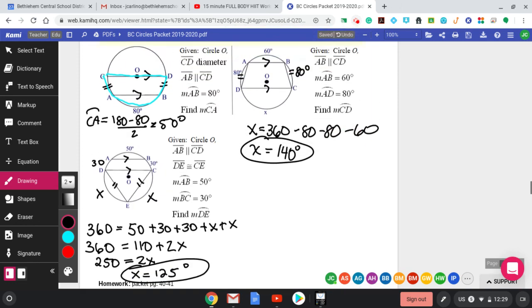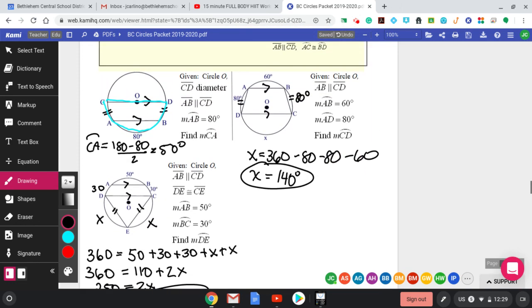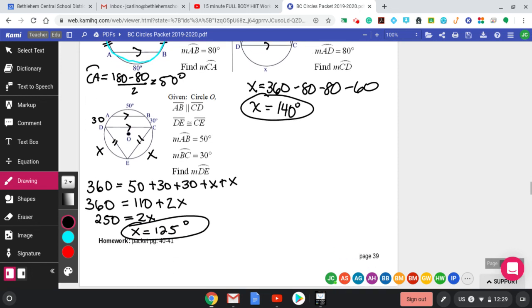Okay, back again. Here you go. For the second one, if AB and DC are parallel, that means arc AD and arc BC are congruent, so they're both 80. And now I know all the arcs except for one, so that's why I set it equal to, subtracted everything from 360 and got 140 for the missing arc, arc CD.